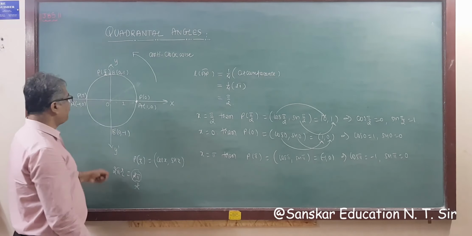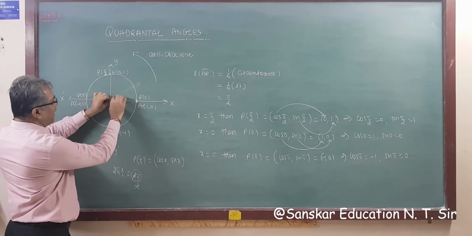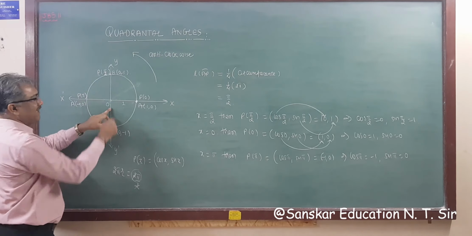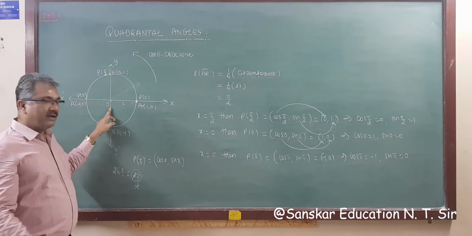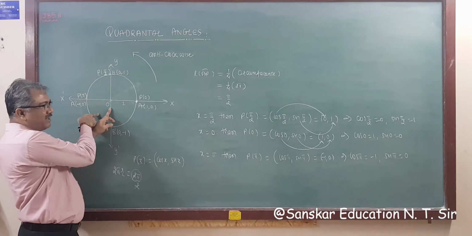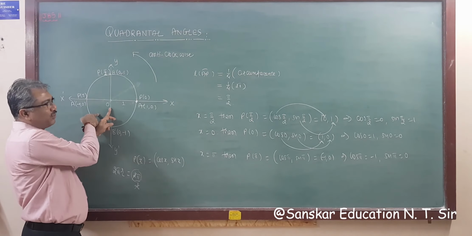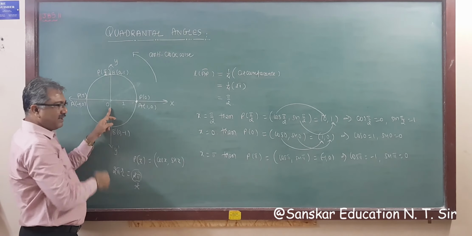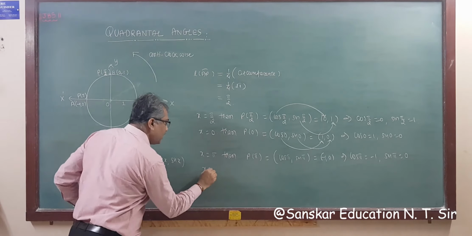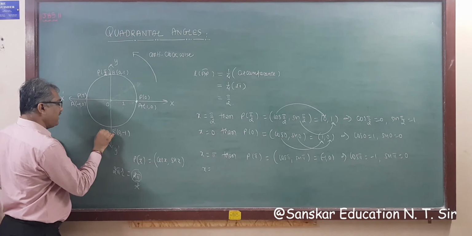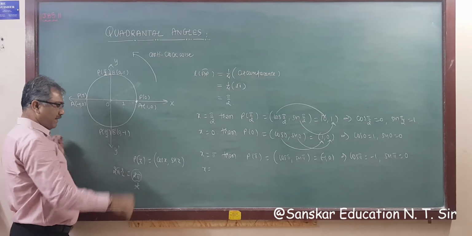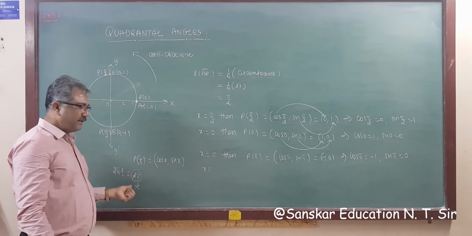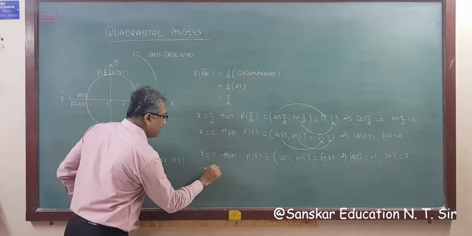Right? Now, starting from this OA, if your ray OP comes here, then it covers a distance of pi by 2, 2 pi by 2 and 3 pi by 2. So x is equal to 3 pi by 2. So we get P 3 pi by 2, the third part.